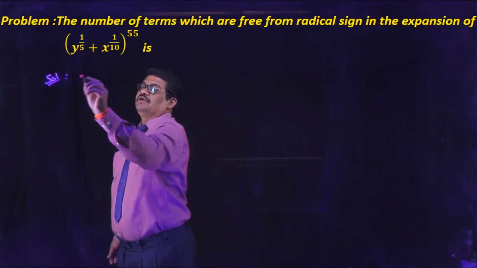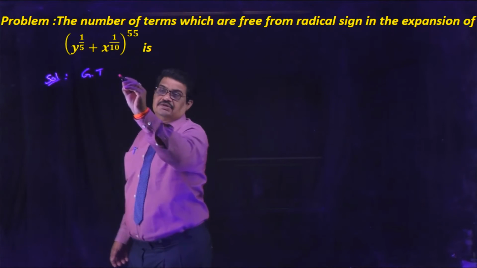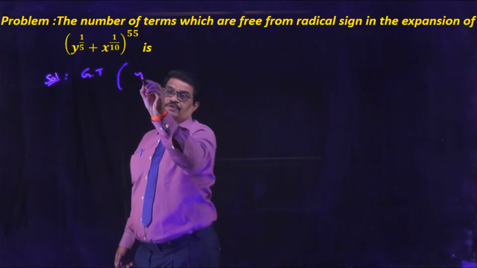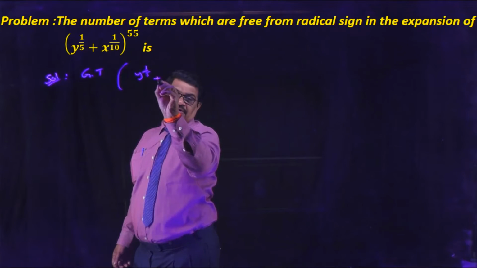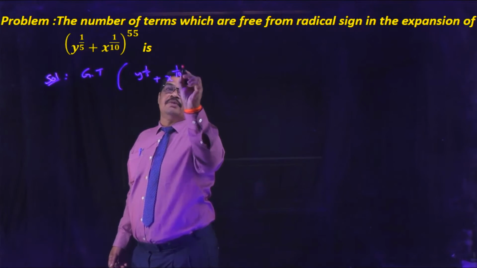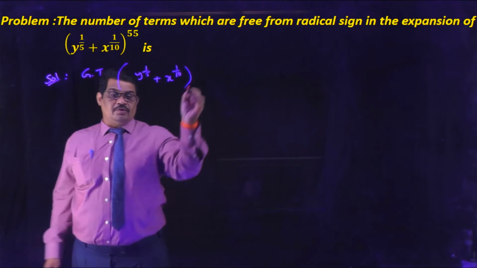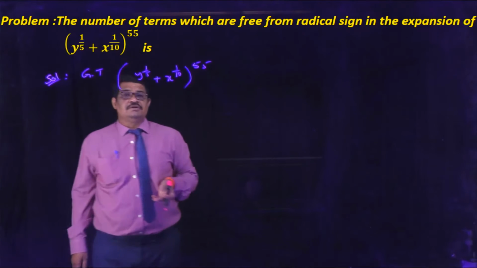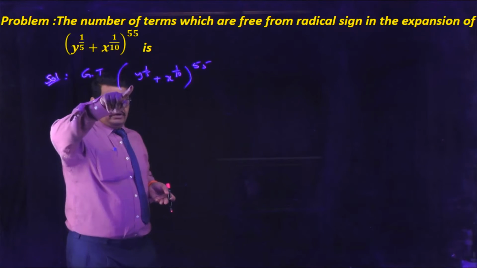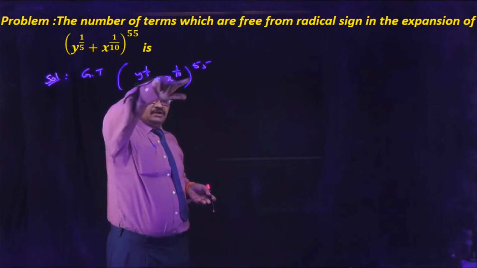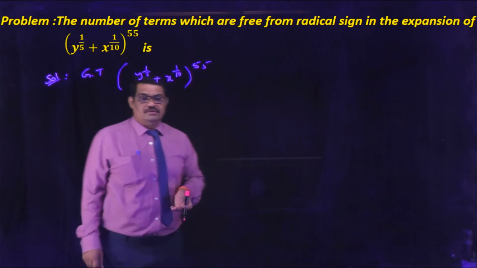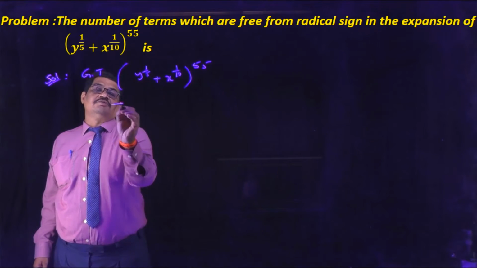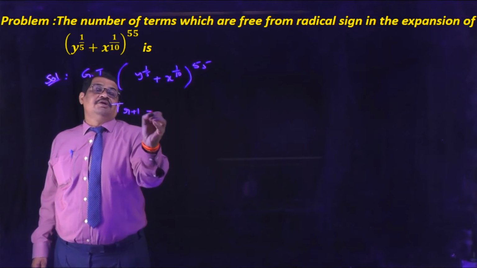What is the given expression? That is (y to the power of 1 by 5 plus x to the power of 1 by 10) whole to the power of 55. So this is the given expression. Now we are writing the general term for this expression, T r plus 1.